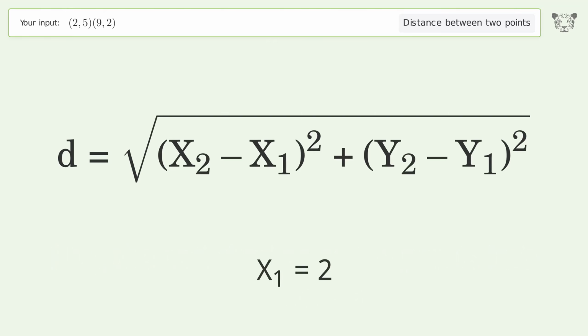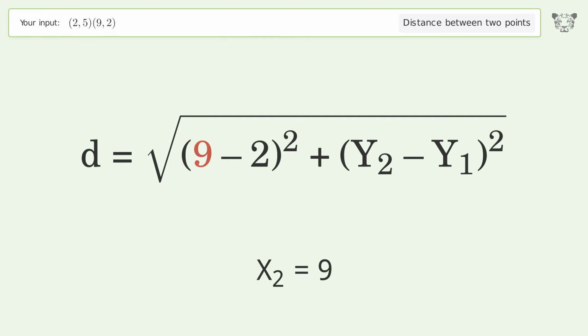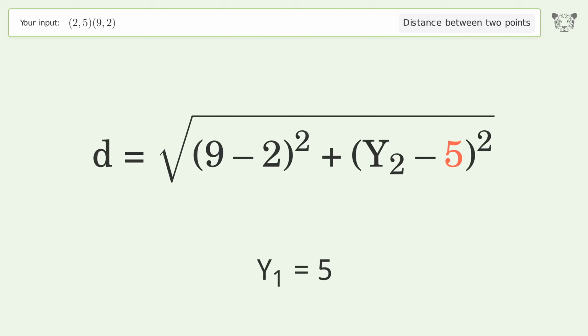x1 equals 2. x2 equals 9. y1 equals 5. y2 equals 2.